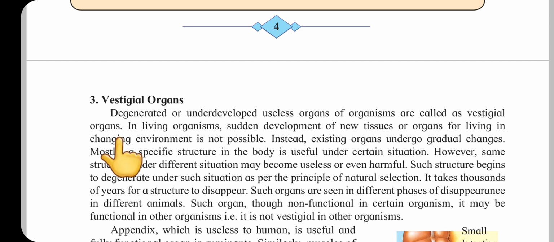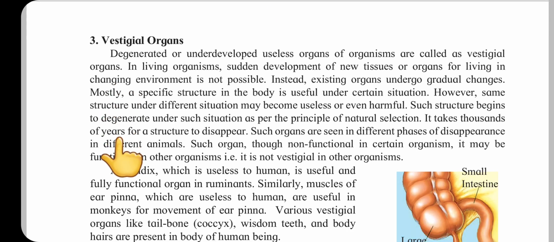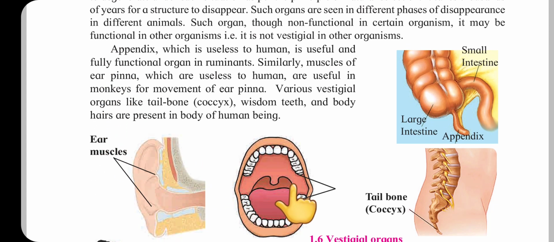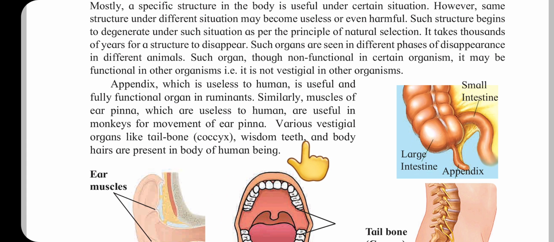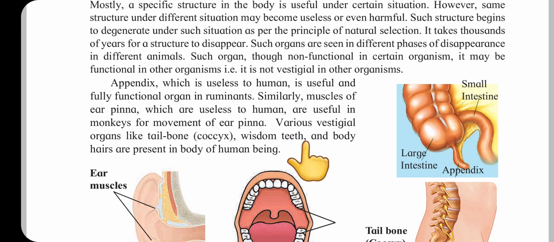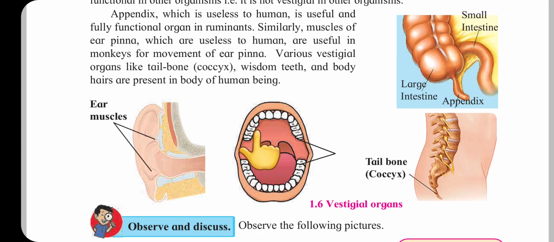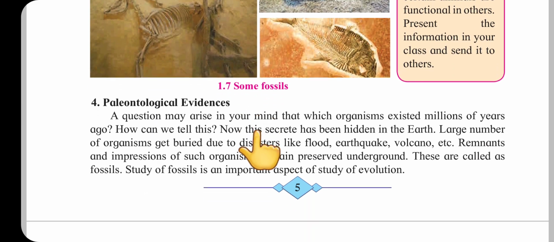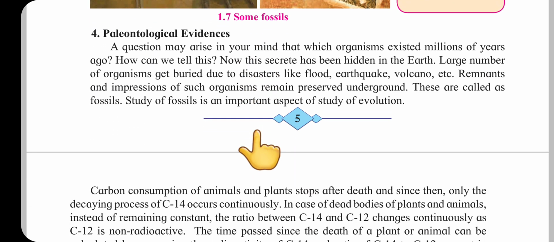And in this, you know that these are the ear pinna, wisdom teeth, tailbone and the appendix. These are examples of vestigial organs. Then you know that the muscles of the ear pinna, which are useless to humans, are useful in monkeys for movement of the ear pinna, and this is an example of a vestigial organ.